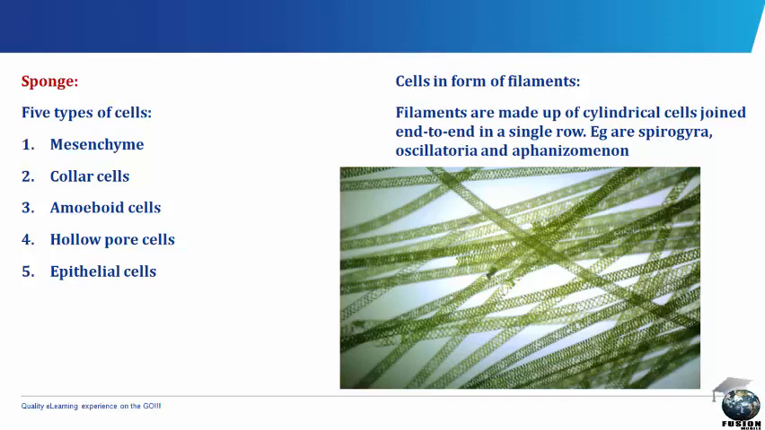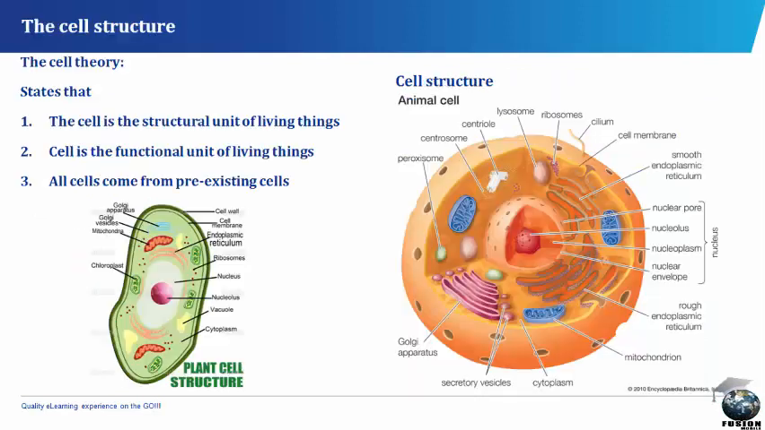Cells in form of filaments. Filaments are made up of cylindrical cells joined end to end in a single row. Examples are Spirogyra, oscillatoria, and aphanizomenon.